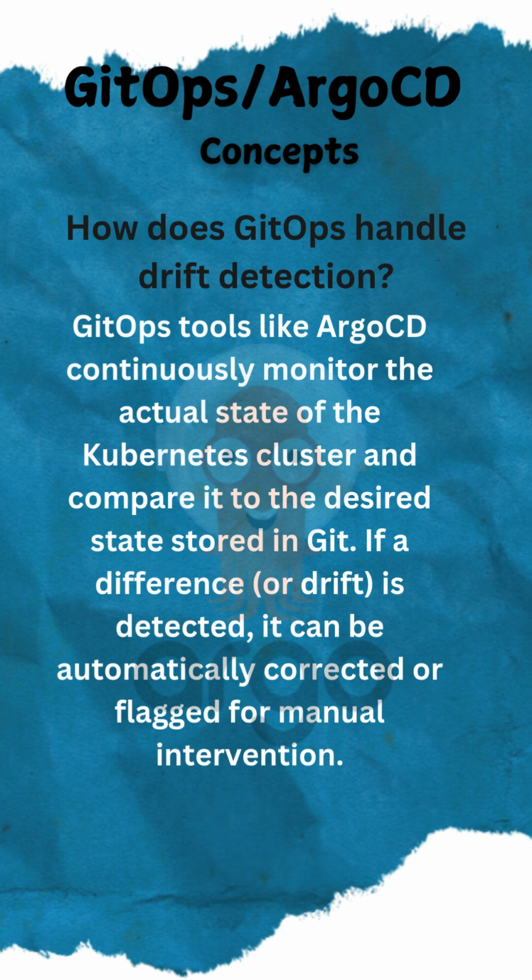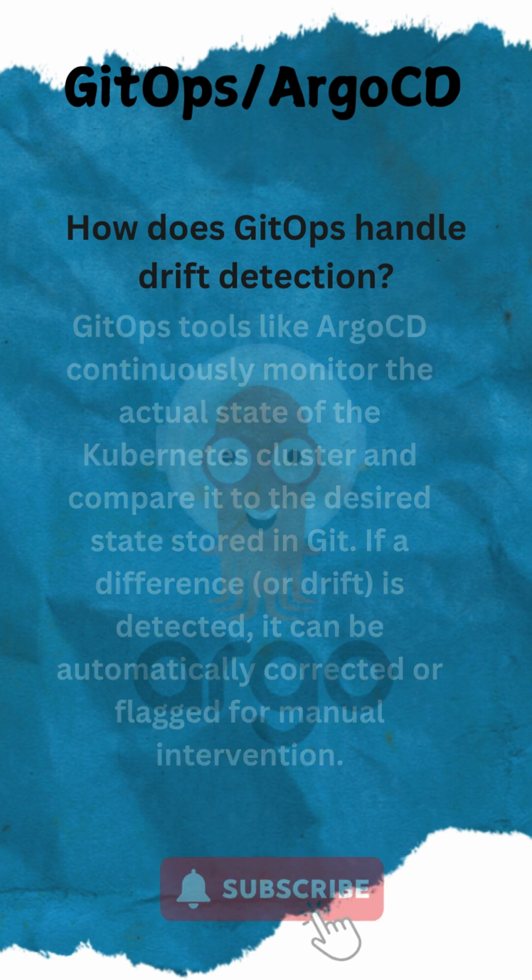GitOps tools like ArgoCD continuously monitor the actual state of the Kubernetes cluster and compare it to the desired state stored in Git. If a difference, or drift, is detected, it can be automatically corrected or flagged for manual intervention.